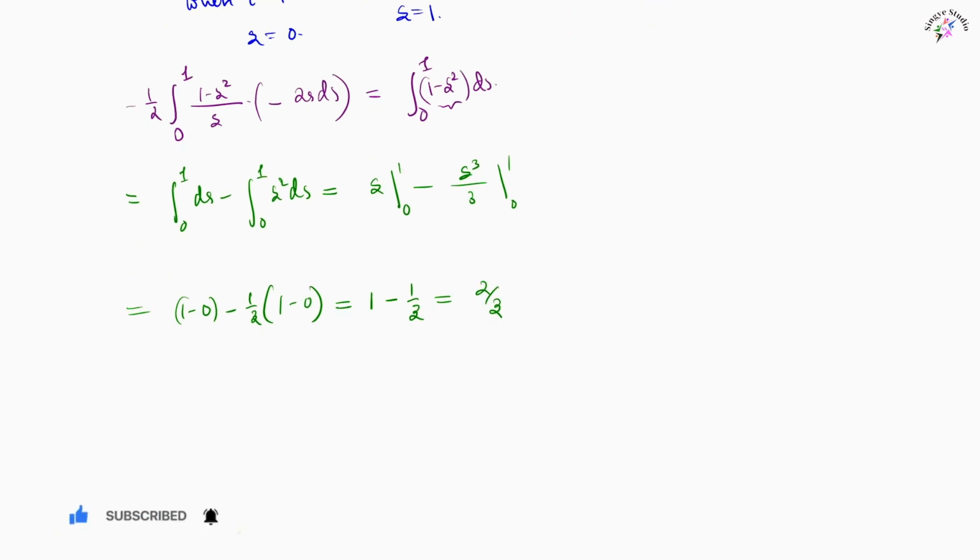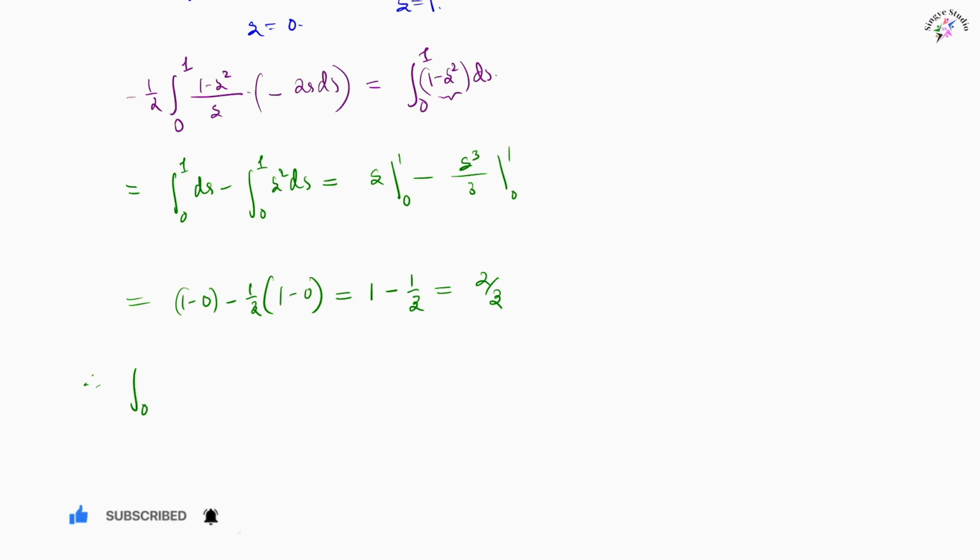Therefore, the integral from 0 to pi by 4 of 1 minus tangent 4 x dx converges to 2 divided by 3. So this is the answer.